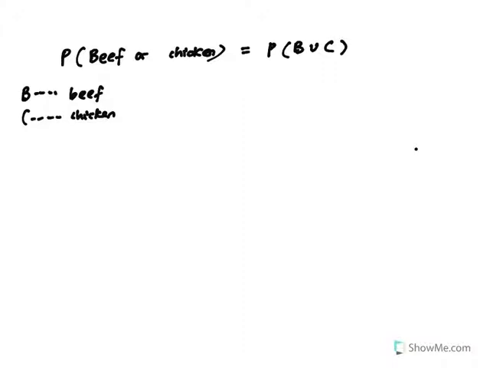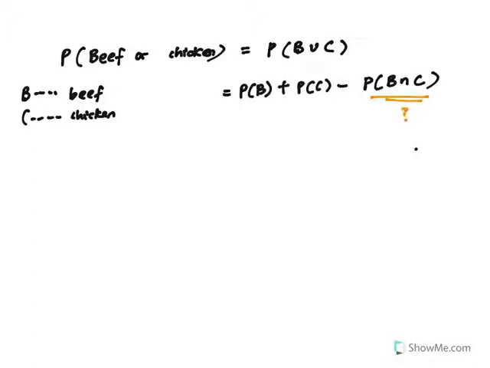B or C. Some of you still don't know the difference between or and and. Okay, so union means or, you can take either one, so it's the union. Okay, so with that, B union C, beef or chicken. So this is just the probability of B plus the probability of C minus the probability of B intersect C. Alright, so what's the probability of B intersect C?